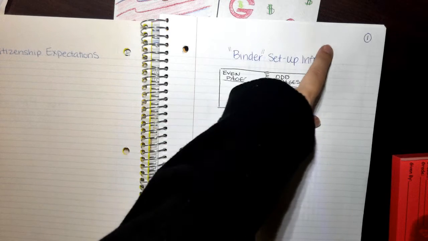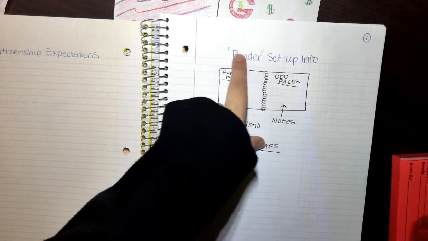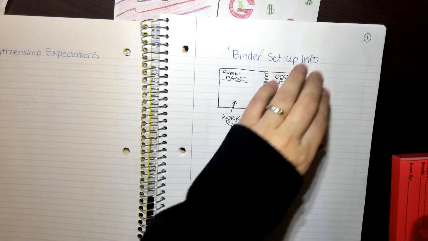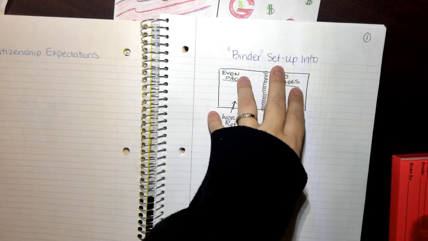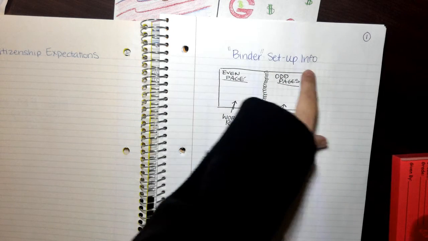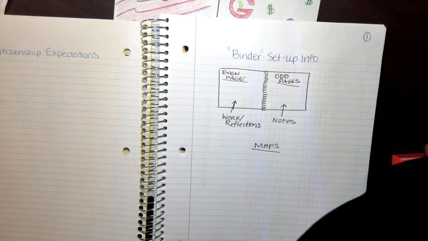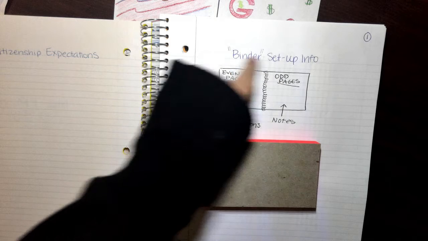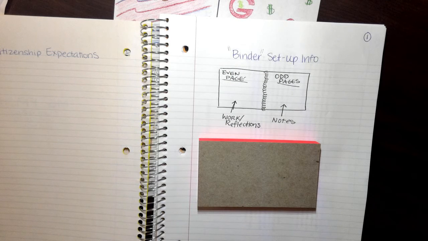The next page over is actually got a number, so it's page number 1. And it says binder in quotation marks because I keep forgetting we have a spiral, not a binder this year. So you can write binder, you can write spiral. Setup info. And then we're going to copy this picture down onto our page.